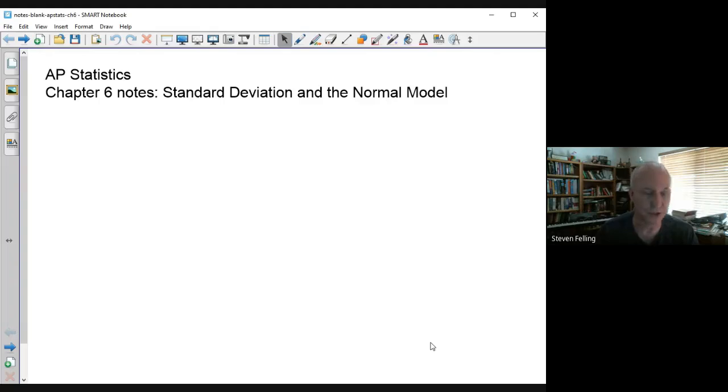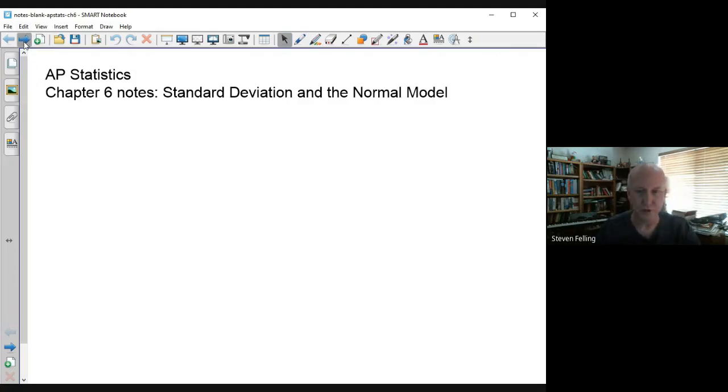The normal distribution. So much of statistics later in the course is based on assuming that the data is normal, because we can do so many more things with a normal distribution. We have a lot more tools at our disposal compared to just a general distribution. So we're going to focus on that in this chapter 6.